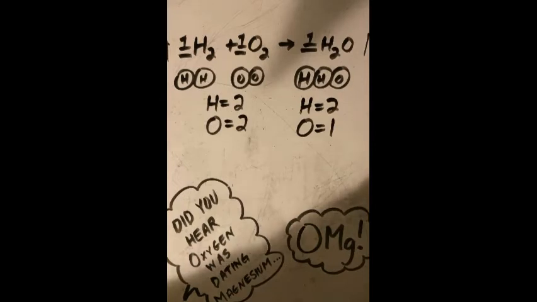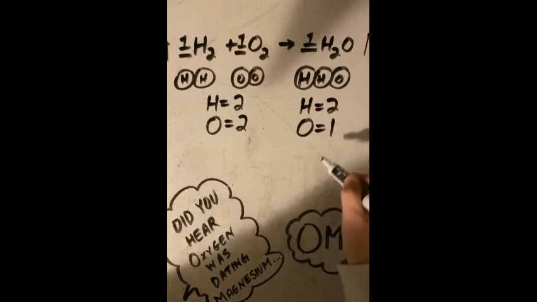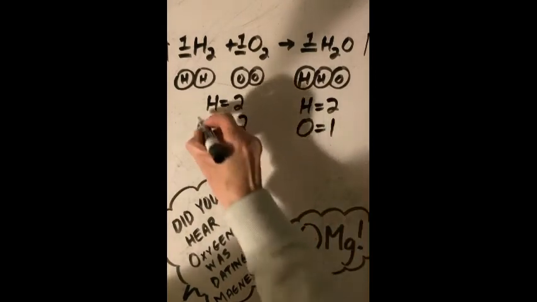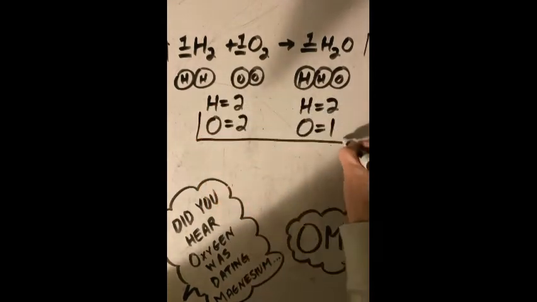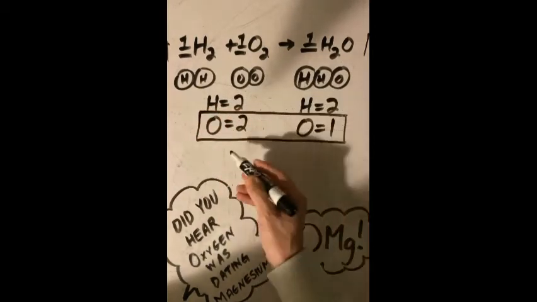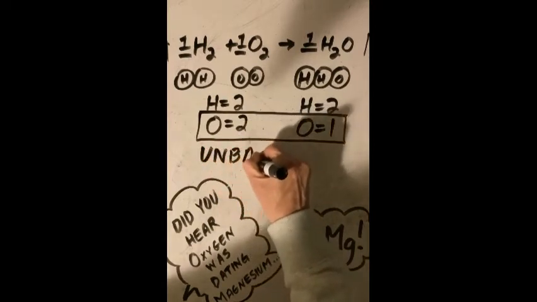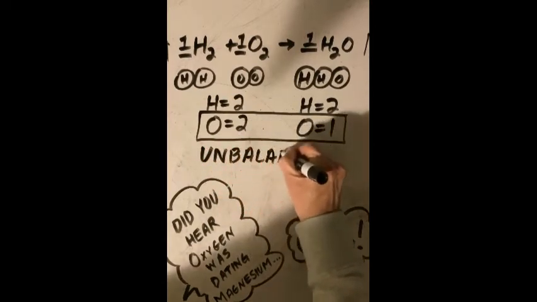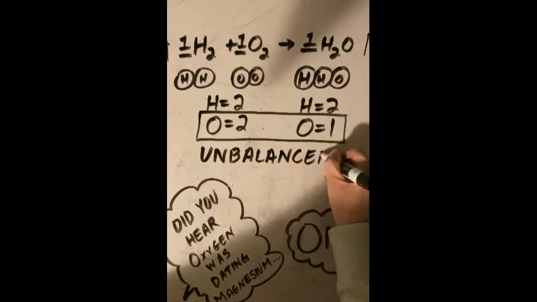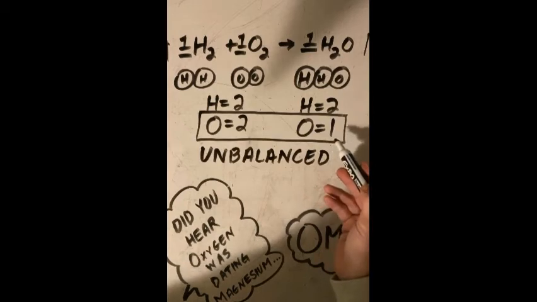So for an equation to be balanced, the number of each atom needs to be identical. And here you see it's not. So this equation is unbalanced. It's impossible. It seems we lost an oxygen.